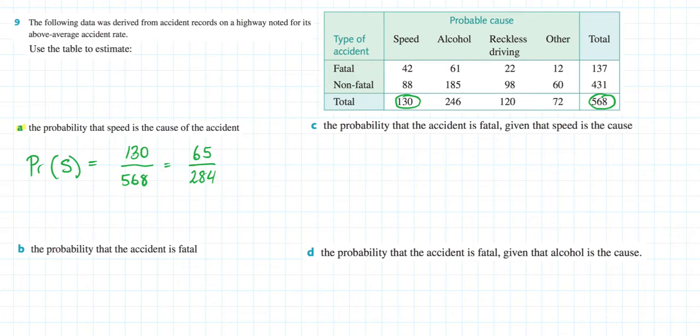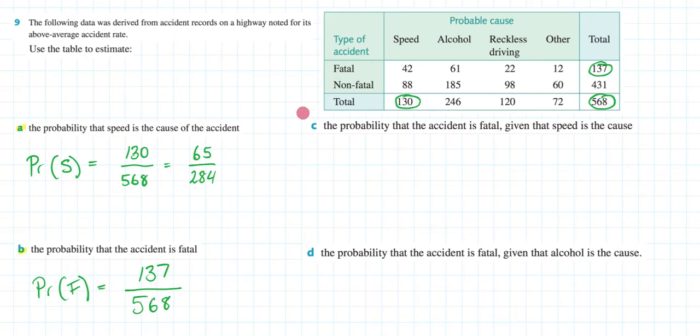Next, 9B, we're being asked to find the probability that the accident is fatal. So let me say that's F. Once again, it's going to be out of 568, the total amount of accidents that were recorded. And this time it's going to be 137. 137 out of those 568 were fatal, and that can't be simplified. So we're going to leave that as is.